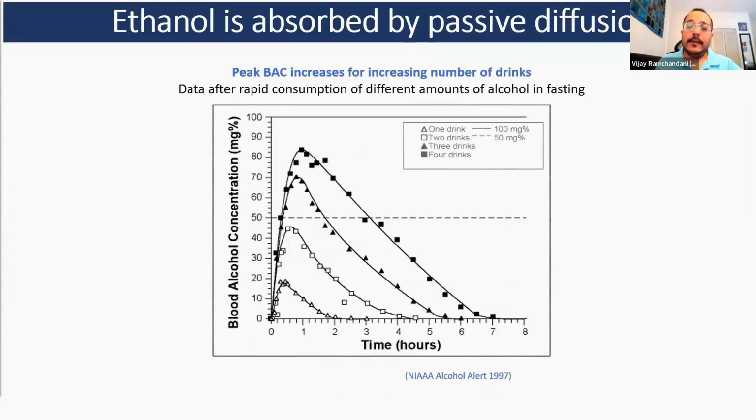This figure captures the data after consumption of different amounts of alcohol in healthy individuals. And again, you can see the blood alcohol concentrations versus time for 4 different doses corresponding to 1 drink, 2 drinks, 3 drinks, and 4 drinks of alcohol. And as you can see, there is an almost proportional increase in the peak breath alcohol concentration. The maximum concentration occurs typically between 30 to 60 minutes after consuming the drink. And then there is an almost linear decline in concentration. So what we drink and how much we drink matters and affects the absorption of alcohol.